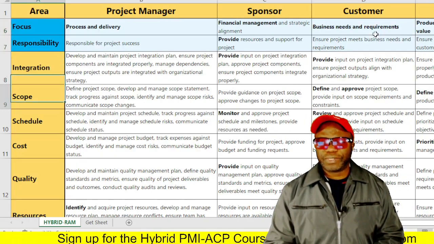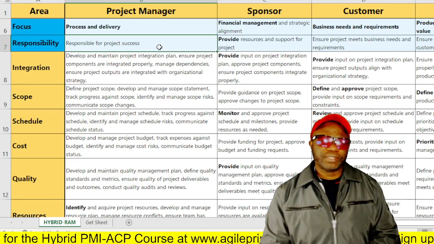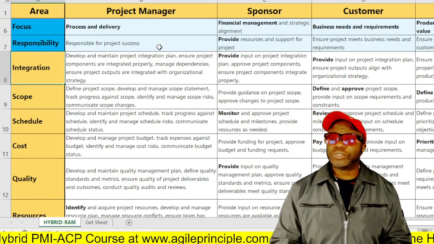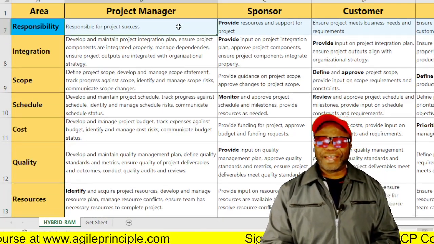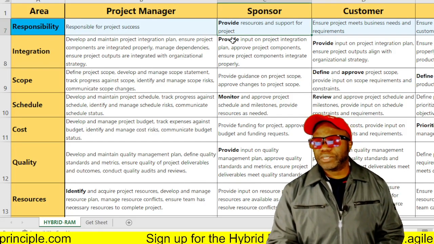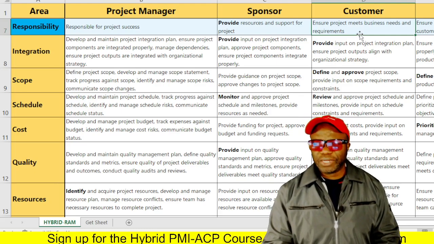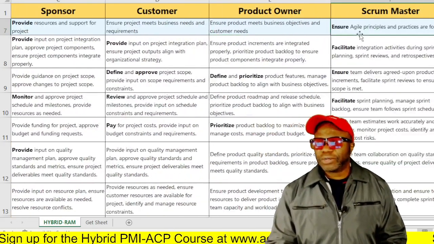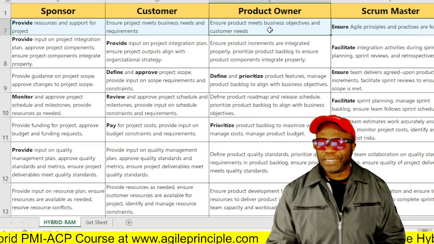Going down to responsibility, we have the project manager is responsible for project success, which is unfortunate. Even in a traditional environment, it now sounds unfortunate. Everything falls on the PM. Then we have the sponsor providing resources and support, the customer ensuring the project meets business needs, the product owner ensuring the product meets business objectives and customer needs.